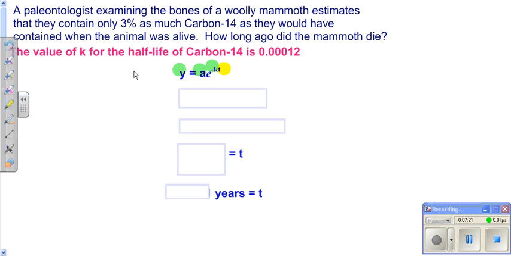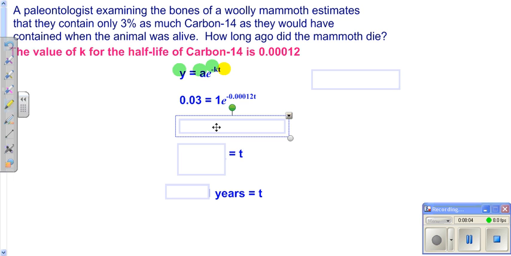As we look here, it says 3%. We have only 3% left, so we know we're going to have 3% here equaling... well, what percent did the animal start out with? It had it all, so that's 100%, and 100% as a decimal is 1. When you're dealing with carbon-14, remember from our first slide that the carbon-14 half-life is this number right here. So that's why we plug that in for k. We don't really need to have the 1 here, so that disappears.